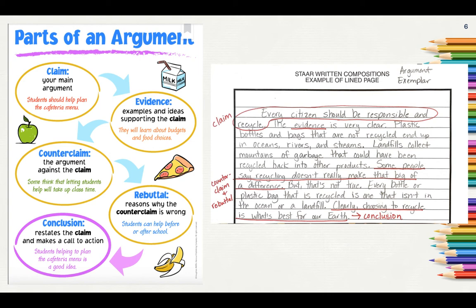Take some time now to copy down the parts of an argument anchor chart into your writing journal. You will use it as a reference later. Pause now to do this. All right, now that you're back and you've copied down this anchor chart, let's move on.